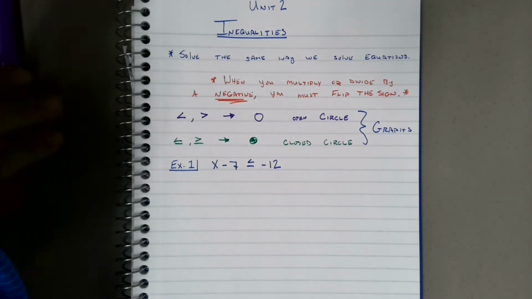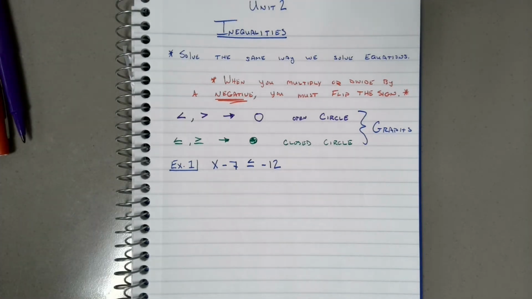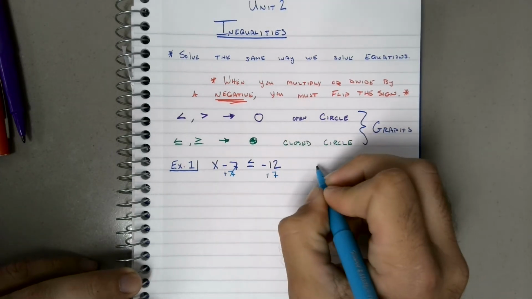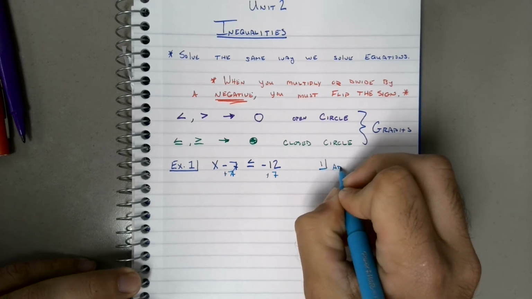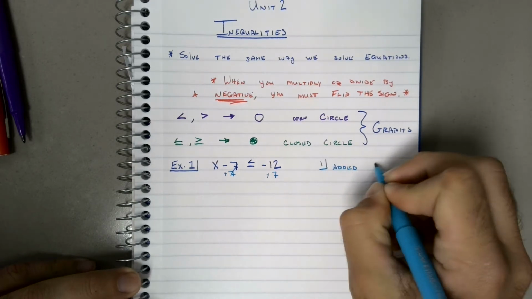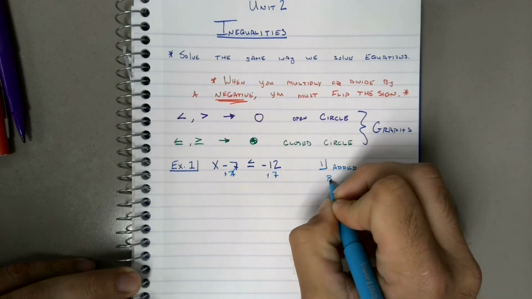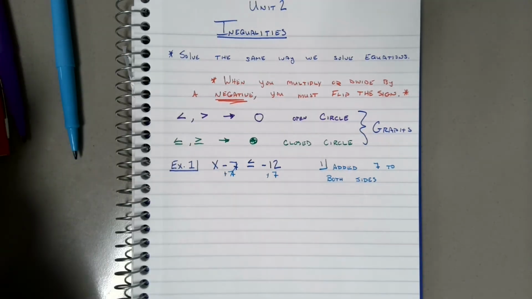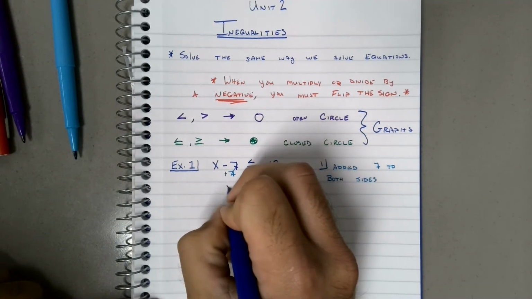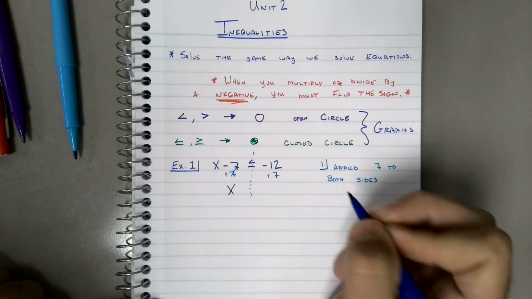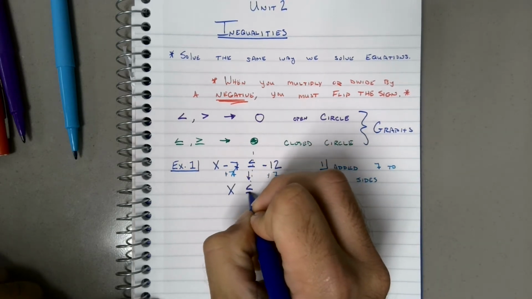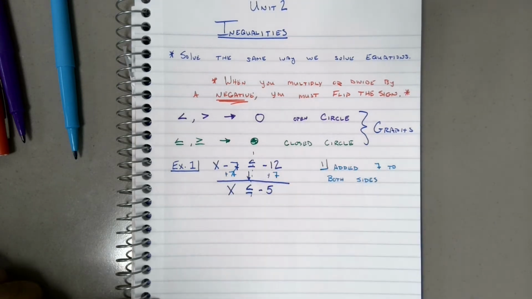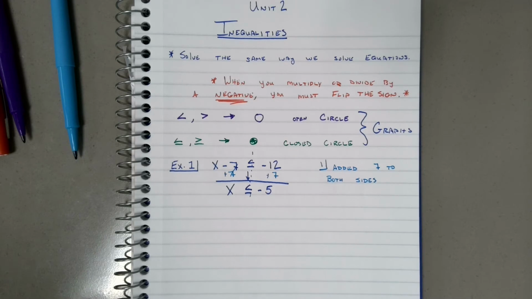So in order to do that, we solve this like we solve equations. First thing I would do is add 7 to both sides. So our first step here, we added 7 to both sides. And we had x. And again, you can draw your line here if that helps. Bring your sign down, less than or equal to, and negative 12 plus 7 is going to give me negative 5. Okay, here's the easiest way to graph.